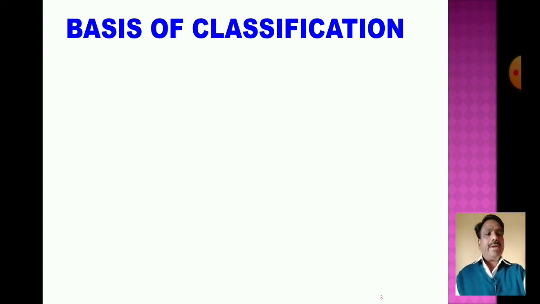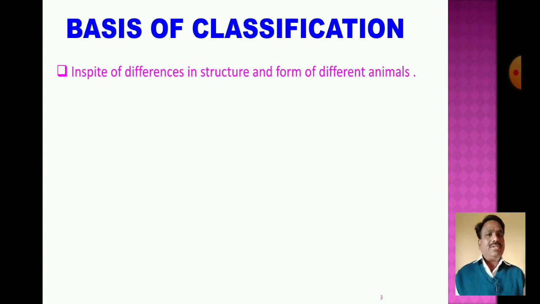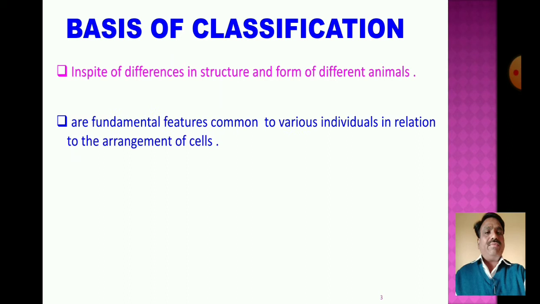Now, in the basis of classification, in spite of the differences in structure and form of different animals, you know, students, that animals have different structures and forms, but there are fundamental features common to various individuals in relation to the arrangement of cells. You know that a cell is the structural and functional unit of life.